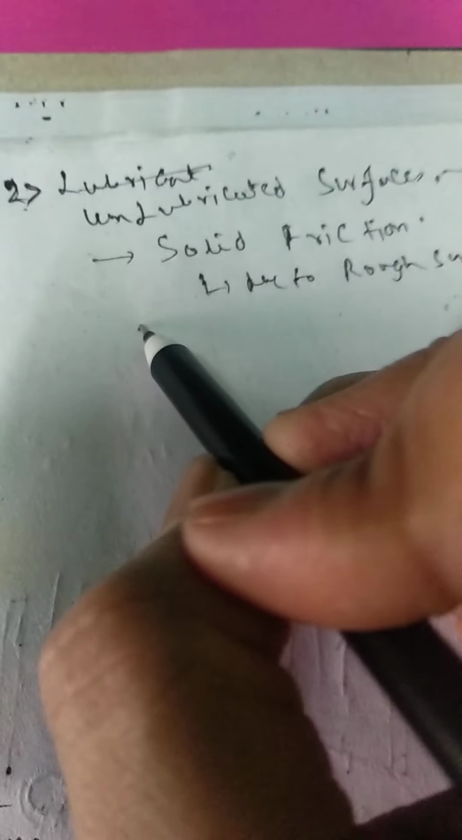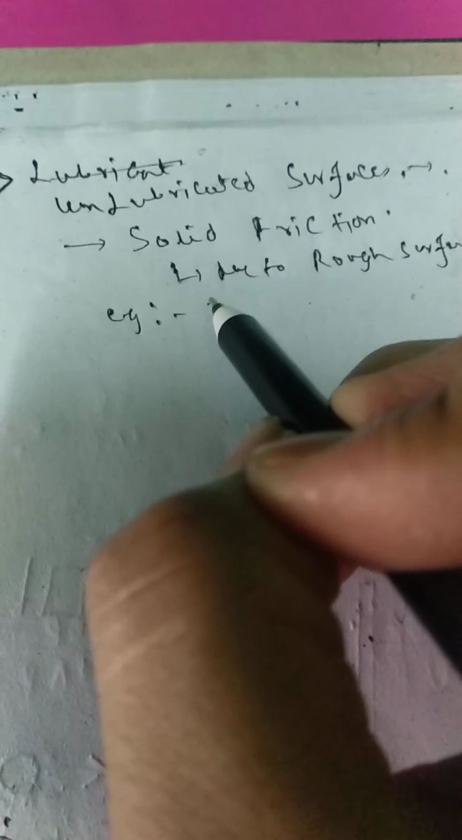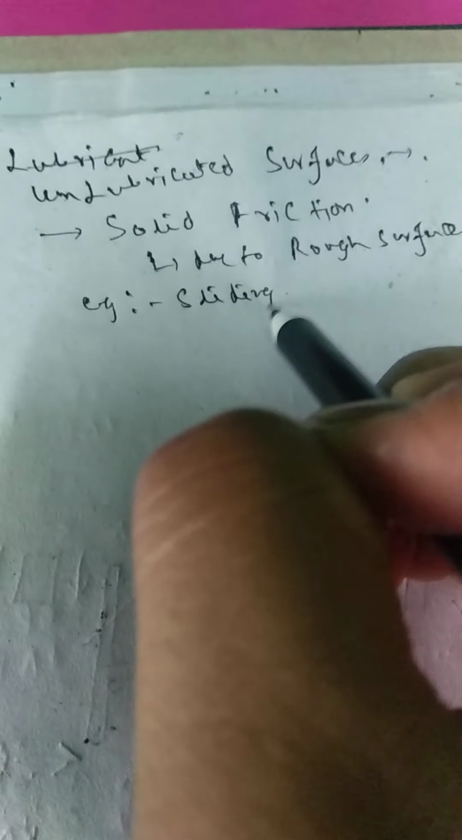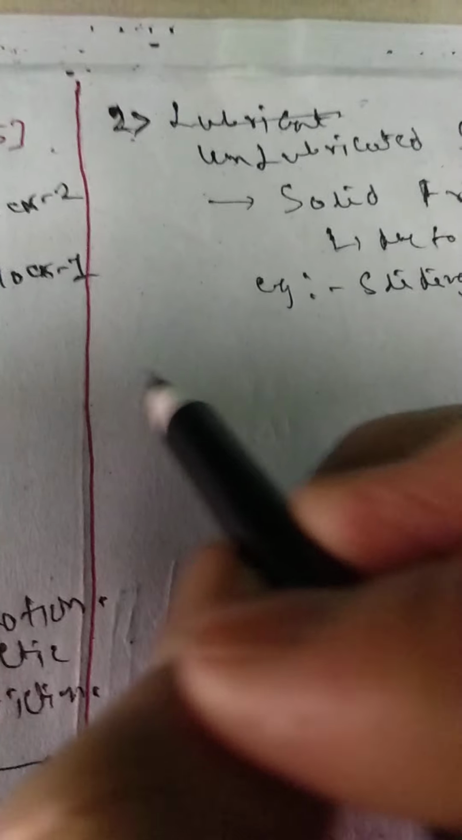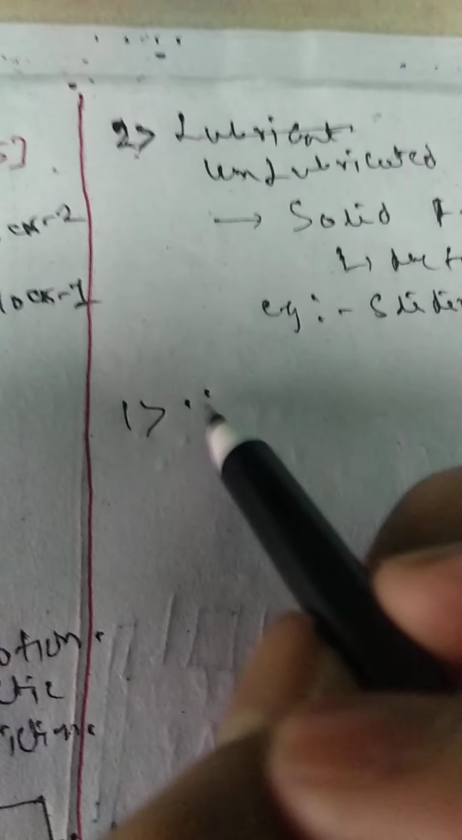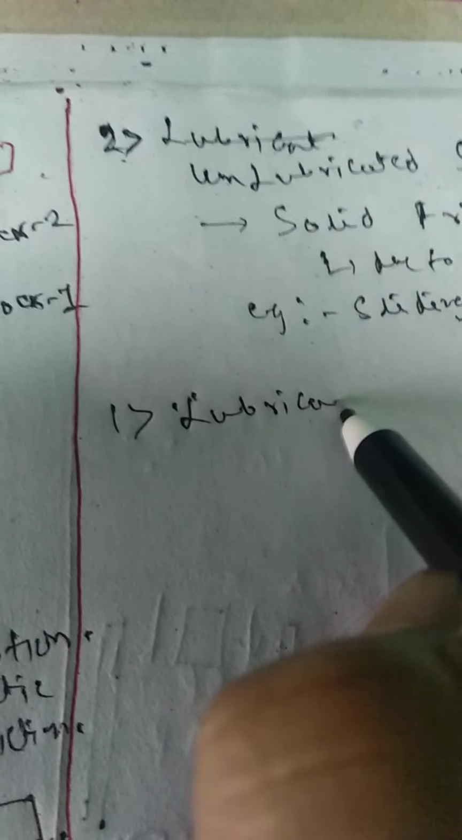So the example of this solid friction is sliding and rolling friction. Sliding and rolling friction are examples of the friction between unlubricated surfaces. Now we come to the next one, that is the friction between the lubricated surfaces.